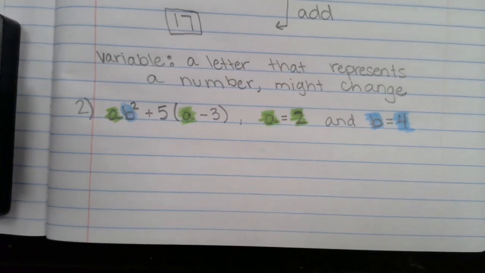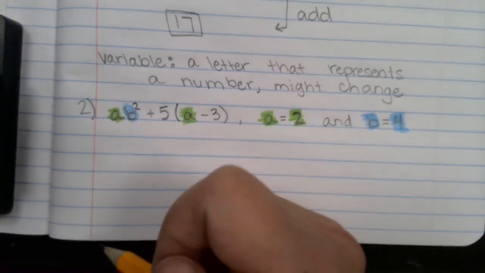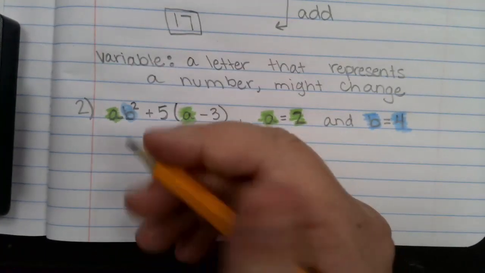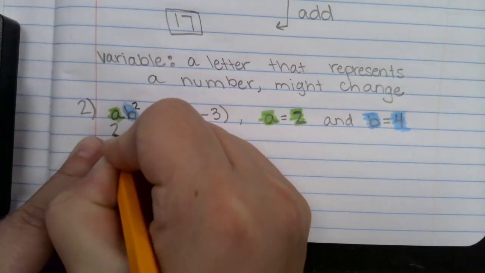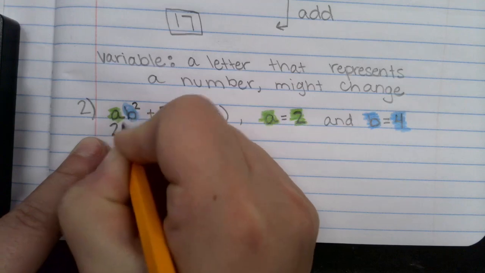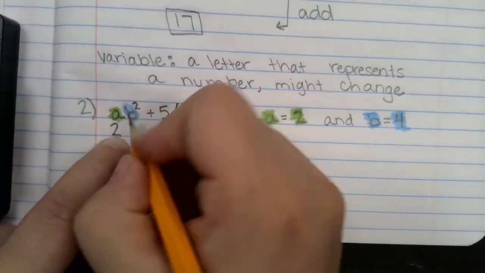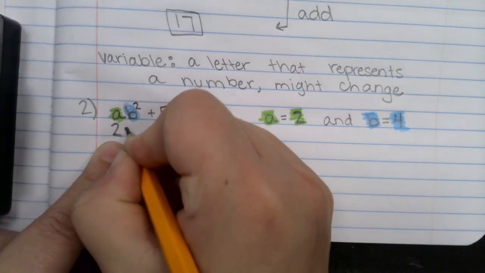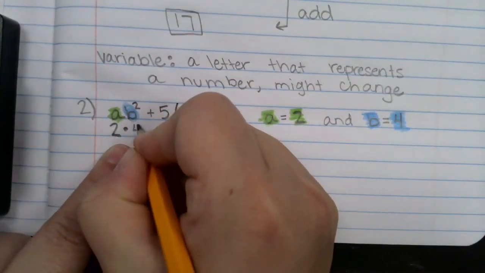All right, so the first thing we're going to do here is replace. We're going to substitute in our amounts. So instead of A, what number could I put in for A? 2. Good. A is really a 2, so I'm going to put 2. Now, A and B are touching. They're right next to each other, so you multiply. Good. When they're touching, that means multiply. So 2 times 4. B is 4 to the second power.